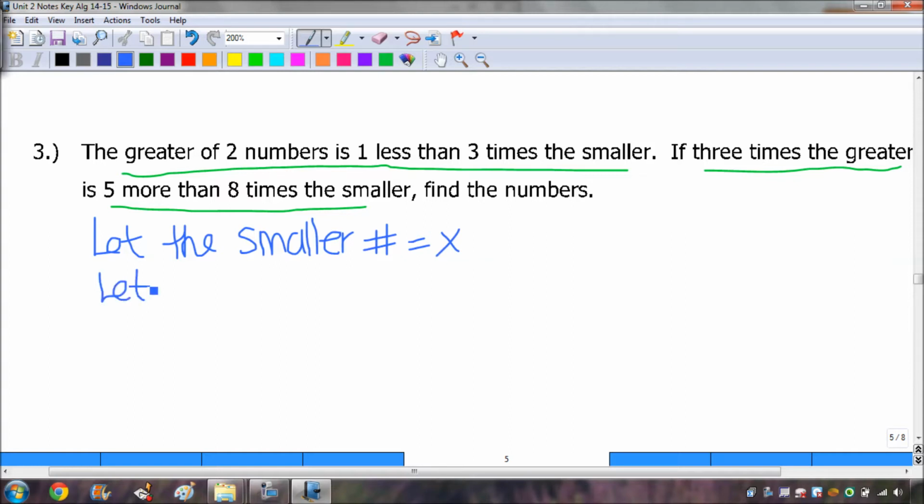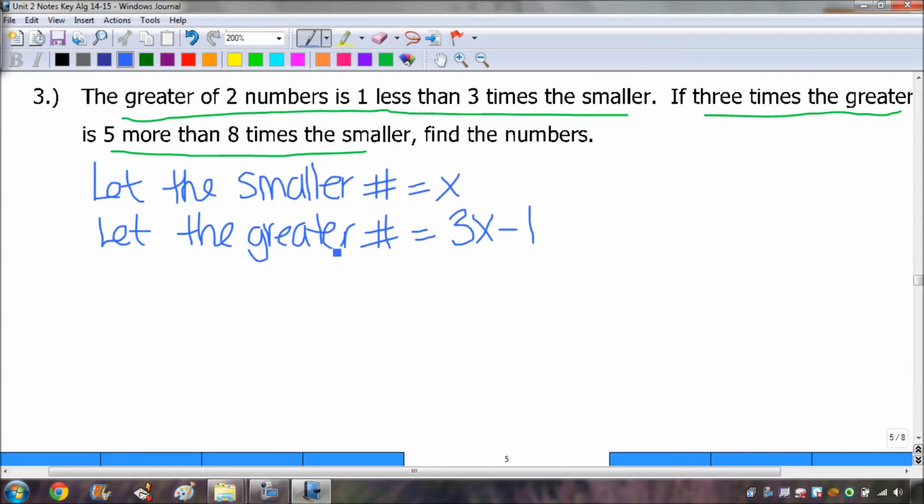All right, then the greater number is 1 less than 3 times the smaller. So I'm going to write a let statement that says let the greater number equal, well, if it's 1 less than 3 times the smaller, I'm going to take the smaller, which we called x, and multiply that by 3 because it's 3 times the smaller, and it's 1 less than that, so I'm going to subtract 1. So I've written my let statements.